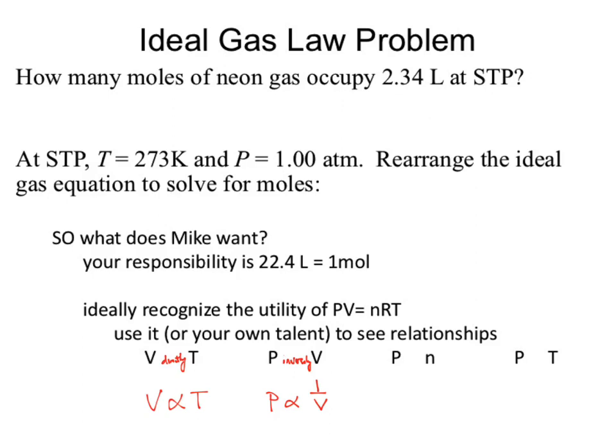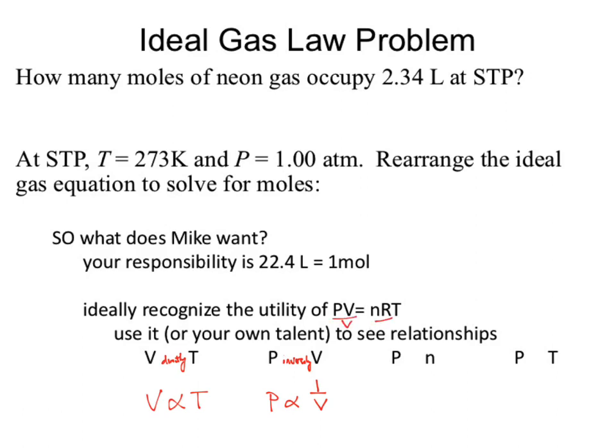Volume to temperature. When you look at PV equals nRT, what do I care about the P? Well, I don't. I just want to see the relationship between volume and temperature. What did I write? V equals T. Bigger T means bigger V, directly proportional. How about pressure and volume? If I look at PV equals nRT, are they on opposite sides of the equation? No. So what should we do if I want to see the relationship between pressure and volume?